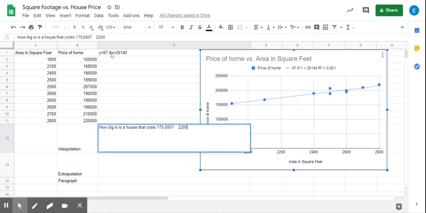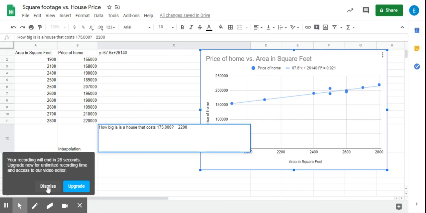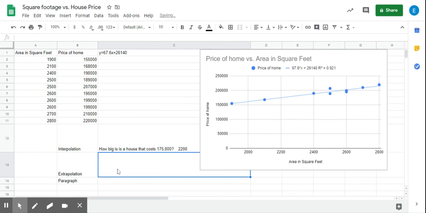I will actually test it in the equation, and I'll show you how to do this. I'll show the work when I share this document with you. And then for extrapolation, I'm going to ask how big a house would be if it was $150,000, because that looks like it's outside of my data, just barely, but it is outside. So if it's outside of my data range, it's extrapolation.